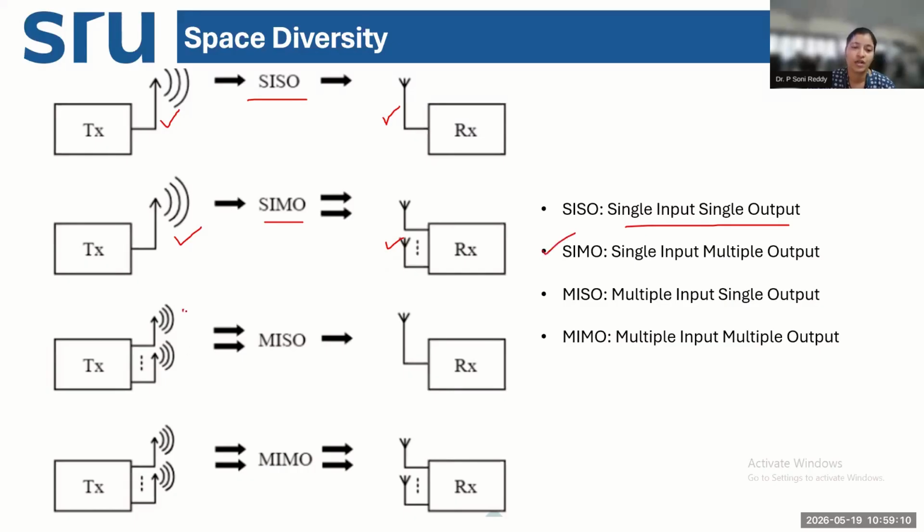Third one is you have multiple transmit antennas and you have a single receive antenna. So this is called multiple input, single output. That's the third one. And finally, the fourth one is multiple transmitting antennas and multiple receiving antennas. So you have multiple antennas both at the transmitter and at the receiver. So this is called the multiple input, multiple output scenario of space diversity. So this is the classification of space diversity in terms of the number of antennas used at the transmitter and the receiver. So we have 4 categories here.